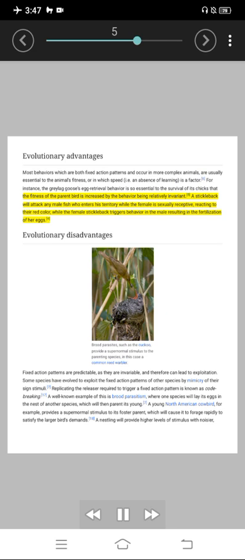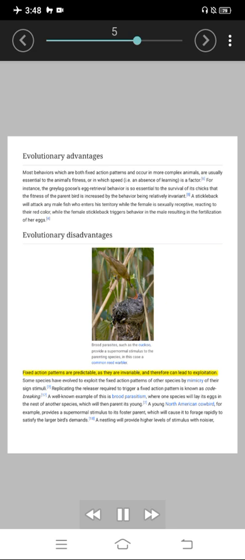A stickleback will attack any male fish who enters his territory while the female is sexually receptive, reacting to their red color, while the female stickleback triggers behavior in the male resulting in the fertilization of her eggs. Evolutionary disadvantages. Brood parasites, such as the cuckoo, provide a supernormal stimulus to the parenting species, in this case a common reed warbler. Fixed action patterns are predictable, as they are invariable, and therefore can lead to exploitation.